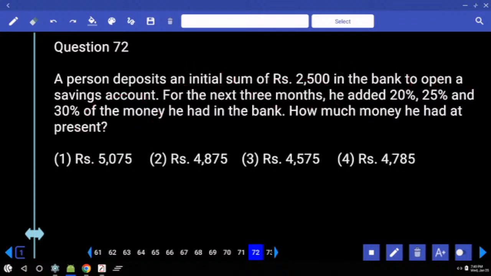All right, this is an interesting question actually. This is one question which looks very simple but you may go wrong here. Look carefully. A person deposits an initial sum of rupees 2,500 in the bank to open a savings account. For the next 3 months he added 20%, 25% and 30% of the money he had in the bank. How much money did he add in total?